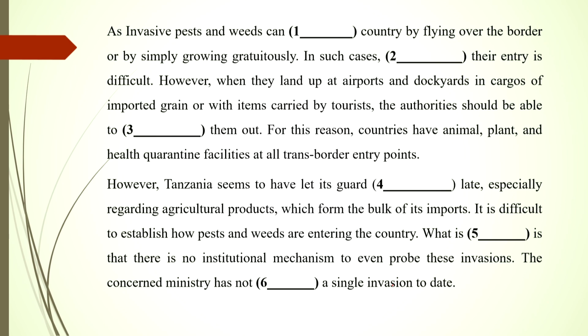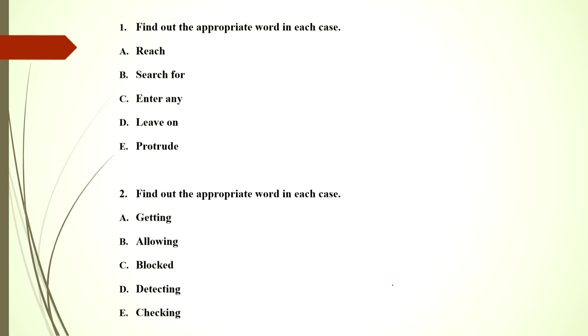However, Tanzania seems to have let its guard [blank 4] late, especially regarding agriculture products which form the bulk of its imports. It is difficult to establish how pests and weeds are entering the country. What is [blank 5] is that there is no institutional mechanism to even probe these invasions. The concerned ministry has not [blank 6] a single invasion to date. So is it clear? Now, here's the first question. Find out the appropriate word in each case.